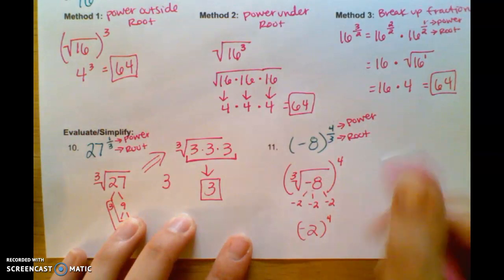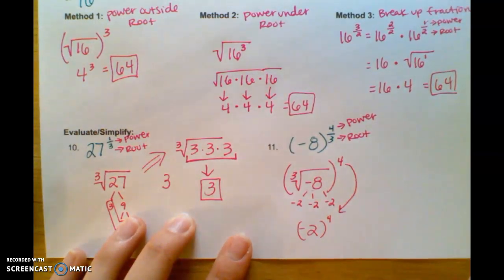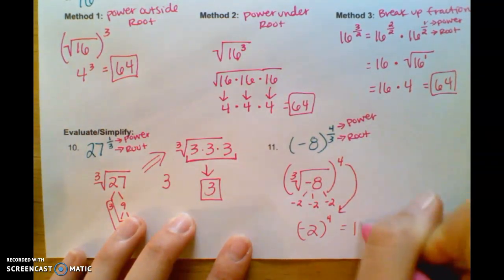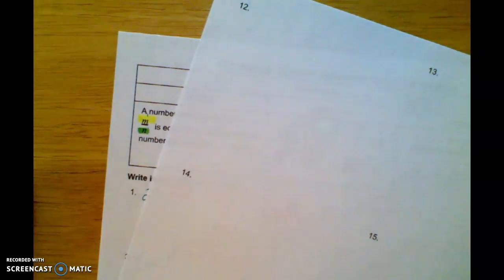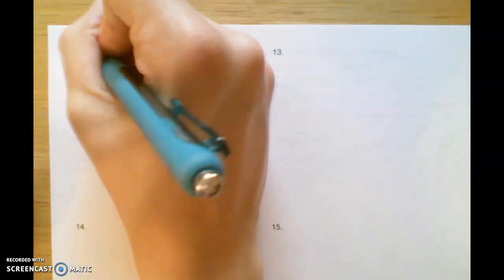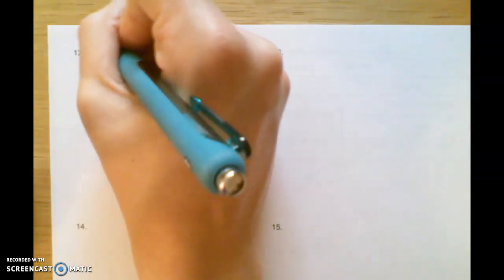Now we have -2. We just bring down that power. -2 to the 4th power is 16. Let's do a couple more. All right, what if we have 4 to the -3 over 2?